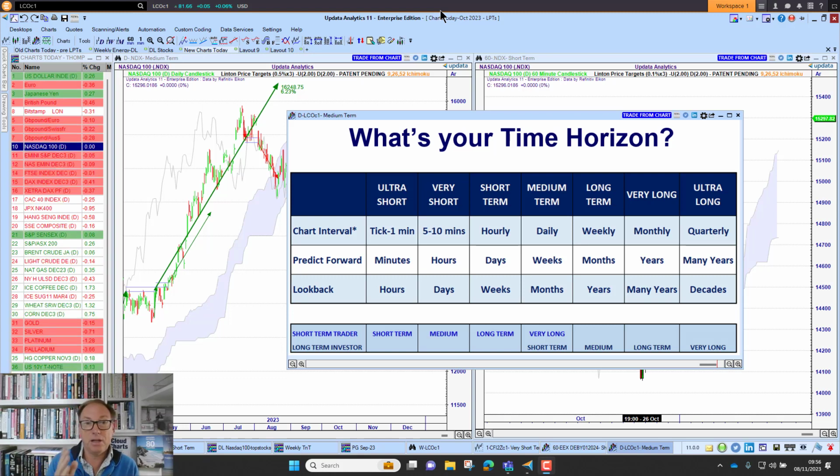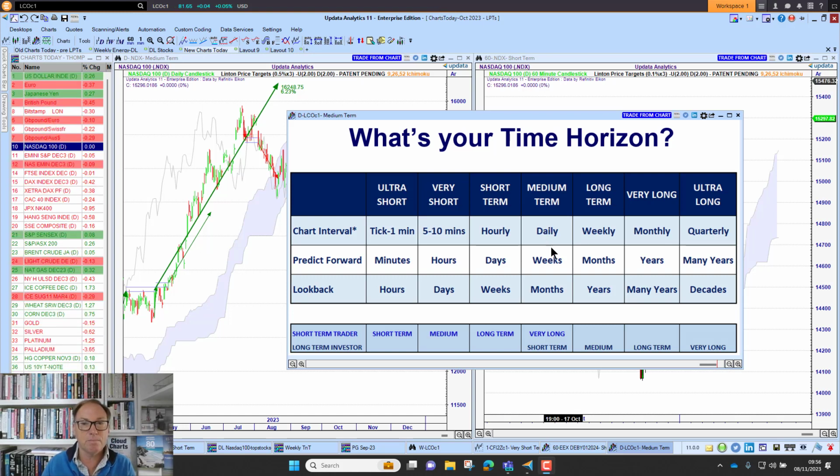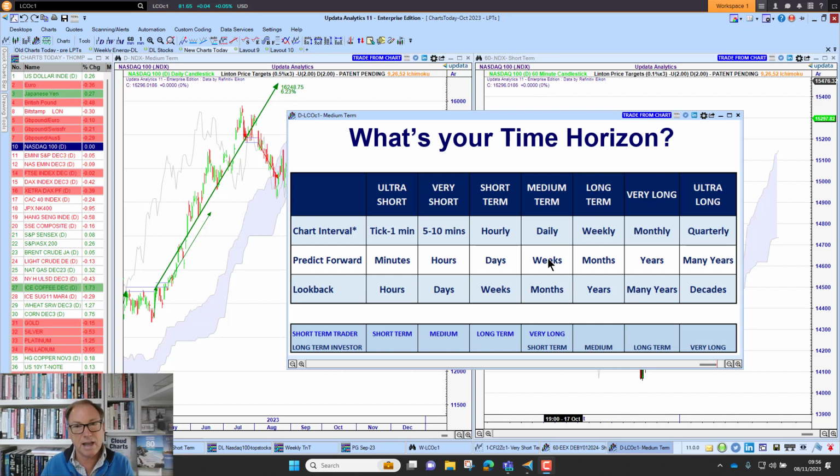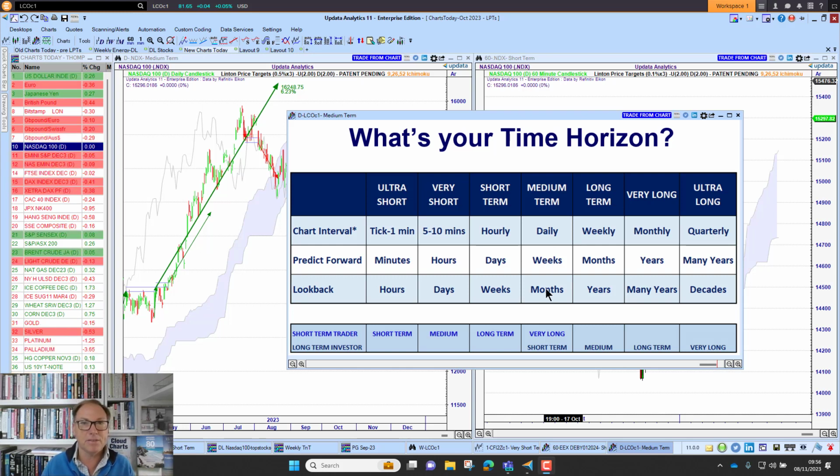And we start by looking at time horizon. I get asked all the time what charts I'm looking at, what's the view. Without knowing the time horizon, we can't have a meaningful discussion about the charts. So typically, I'm looking at a daily chart for the medium term. I'm thinking weeks ahead, and I'm looking back months on the daily chart in order to make that decision as to what's going to happen weeks ahead.